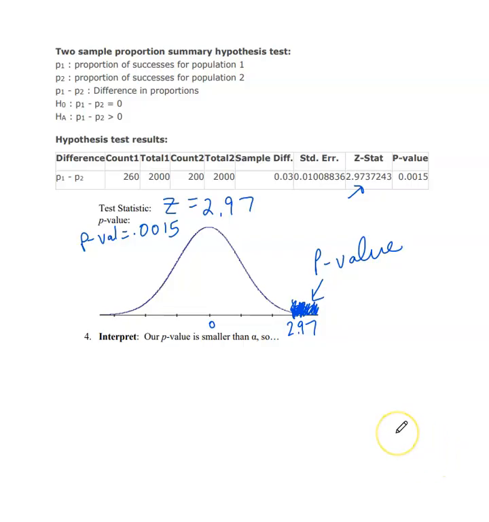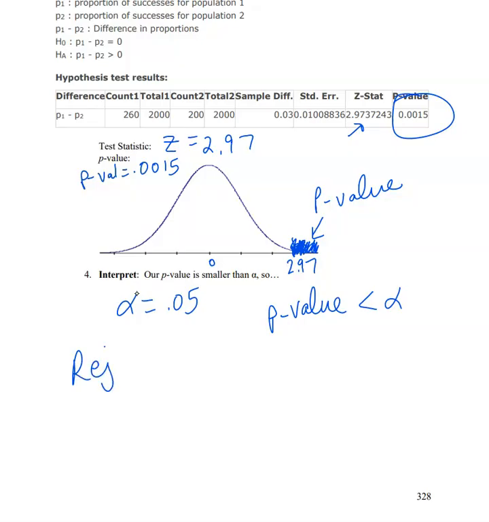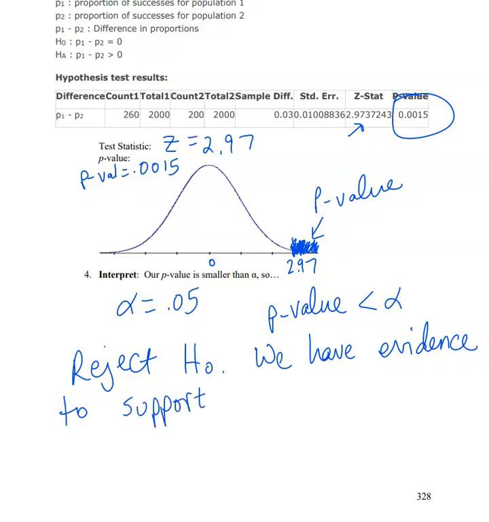So make a decision. They didn't give us a significance level, but remember we always default to 5%, alpha 0.05. So our p-value is, in this case, smaller than 5%. 0.0015, of course, is less than 0.05. So what does that mean? We will reject the null hypothesis. So we have evidence to support that the alternative basically is true.